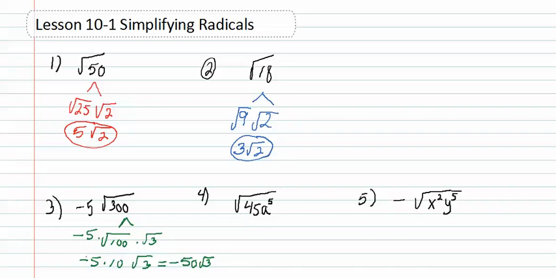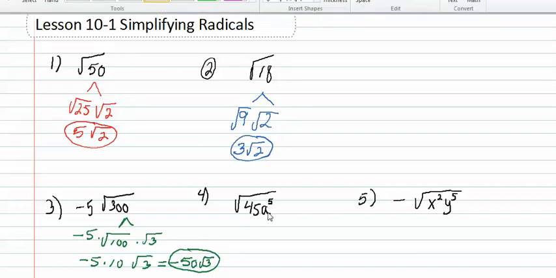So I multiplied the numbers with numbers. Radicals can multiply with radicals. So negative 5 times 10 is negative 50, and I keep the radical 3, because I can't simplify it. I don't have a calculator, so I'm going to leave it just like that.